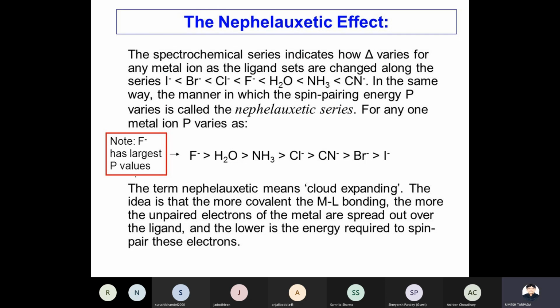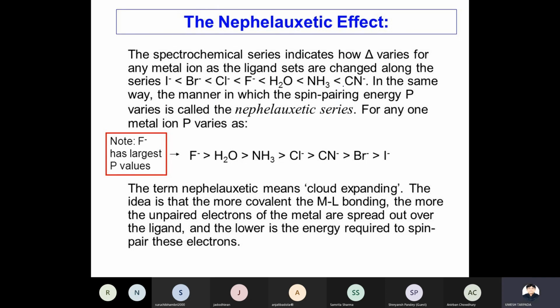Another factor is covalent bonding. The spectrochemical series basically indicates how delta varies for any metal ion as the ligand set changes. It may be a weak ligand or a strong ligand. In the same way, you can see whether sometimes spin pairing takes place or sometimes electrons may remain unpaired. The manner in which spin pairing energy varies is called the nephelauxetic series.